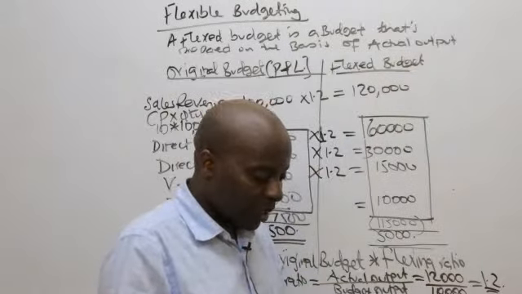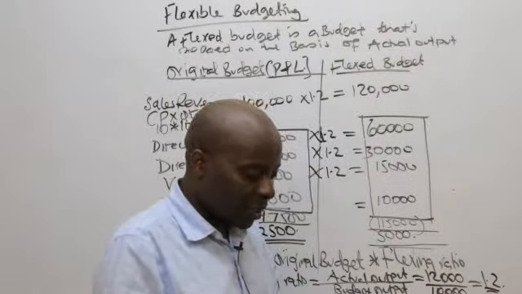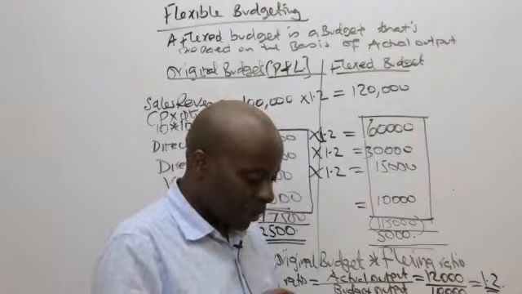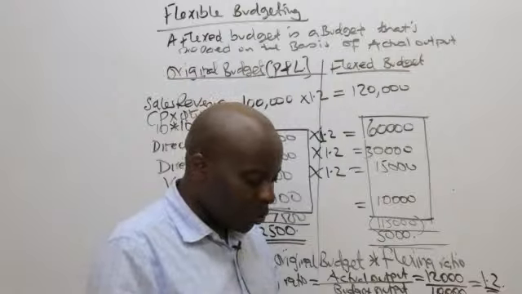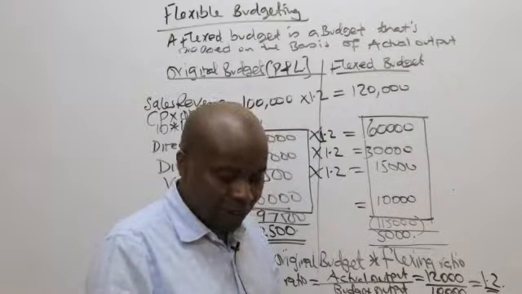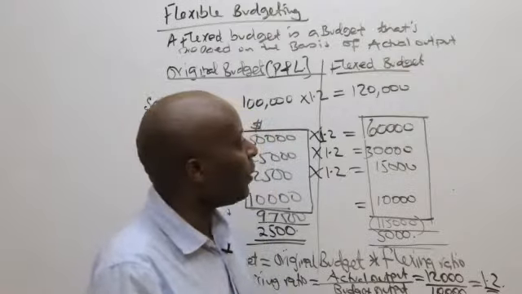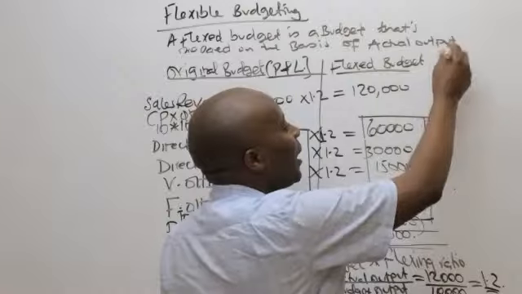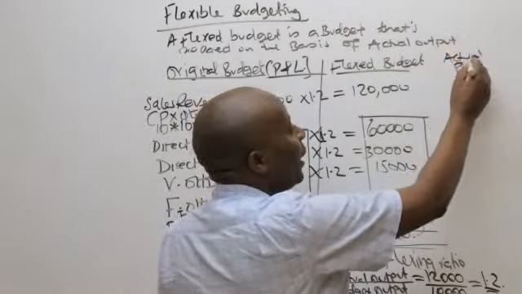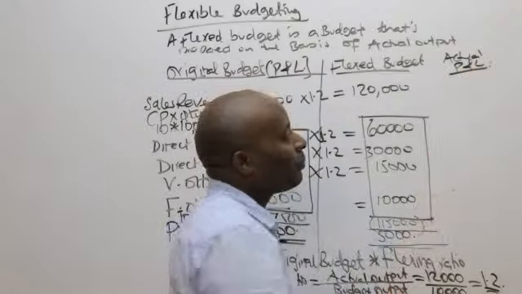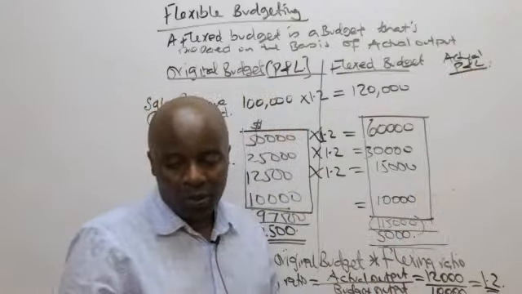But now remember, this examiner also wants us to do something else. Prepare a flexed budget for the actual activity for the year. That we have done. But now number 2, they want us to calculate the variances between the actual and the flexed budget. Meaning, ladies and gentlemen, that we must come here and create a column of actual P&L, the actual profit and loss account.